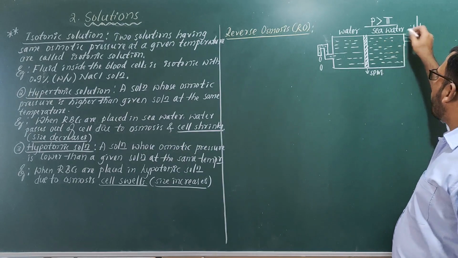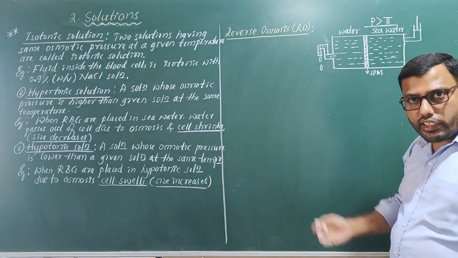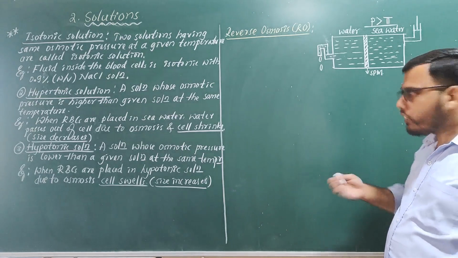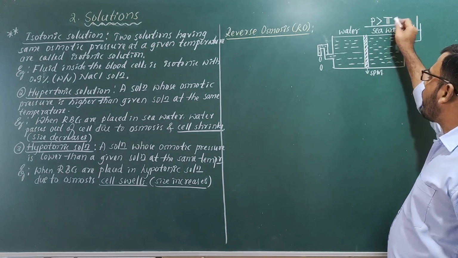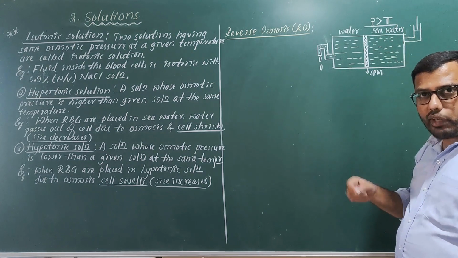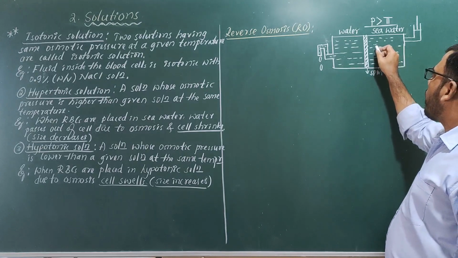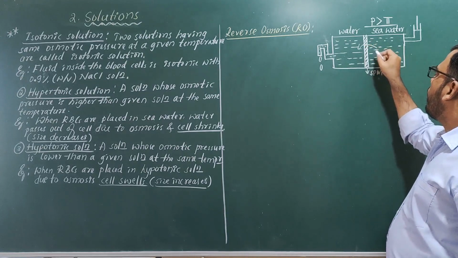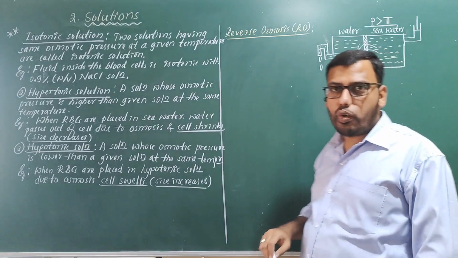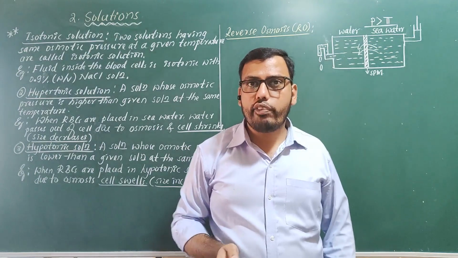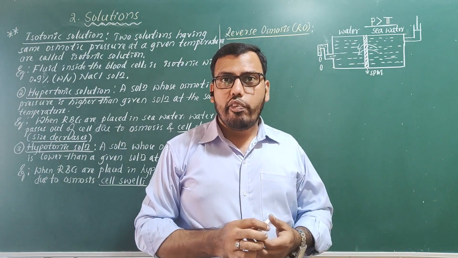Okay. So now if you apply some osmotic pressure, osmosis stops. So let us apply some more pressure, so that the pressure is greater than osmotic pressure. I am taking the pressure which is greater than osmotic pressure. Now solvent molecules start moving from sea water to fresh water. So the water molecules start flowing from sea water to fresh water.